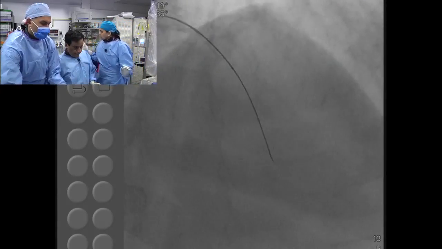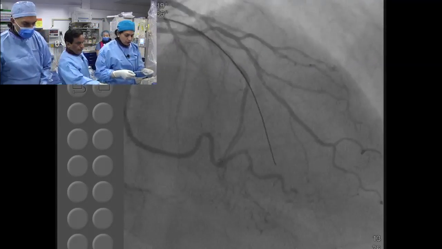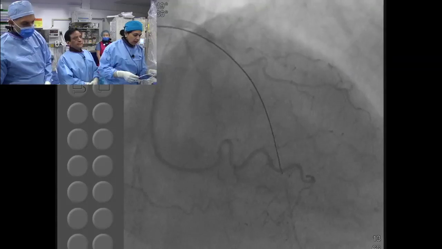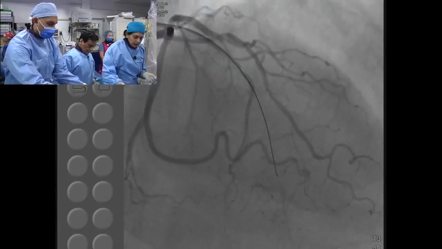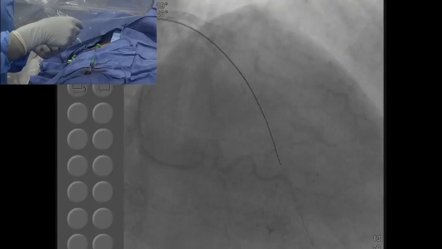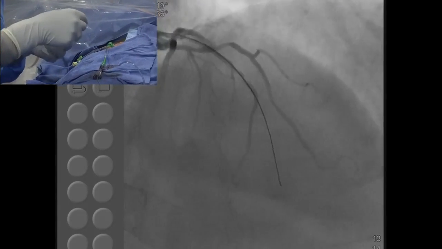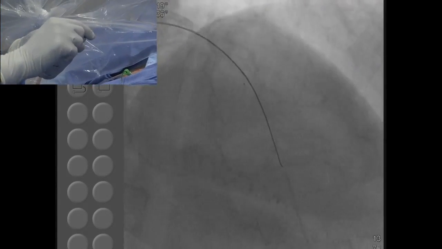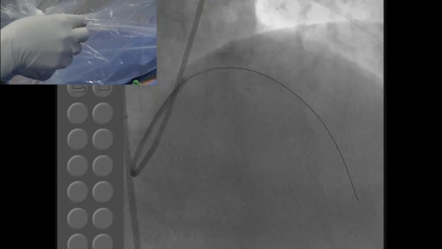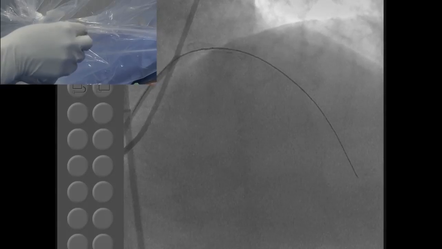Yeah. The question is always the same: when would you go to this specialty wire? And I think more and more you have a very low threshold to change to this wire quickly. It means you just start with any of the soft tip wires, whether it is Fielder XT or Pilot. This could be your initial wire.